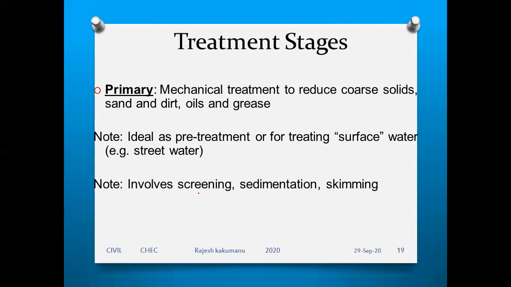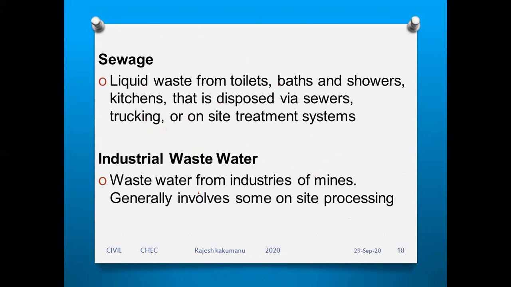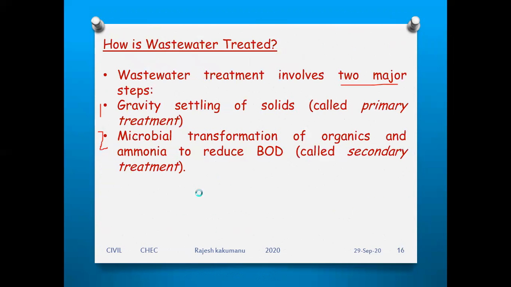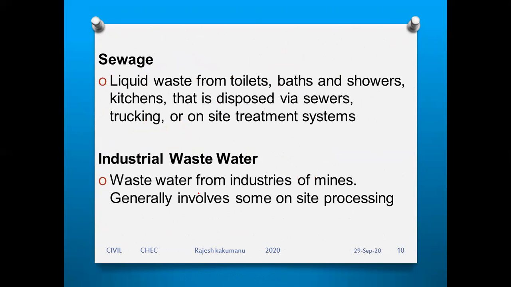So coming to the treatment stages, the same thing we have discussed earlier, right? How the wastewater is treated. So in the sewage, generally we are discussing the liquid matter. So the liquid waste from toilets, bathrooms, showers, kitchens, and gardens that is disposed via sewers, trucking, or on-site treatment systems is nothing but sewage. So sewage is collected via sewers, which are laid by the government under the ground, or by trucking. Where there is no such facility, a truck comes in front of the house and we dump the sewage into the truck, or use on-site treatment systems.